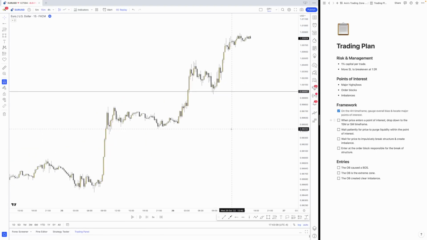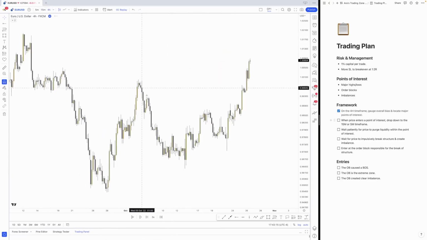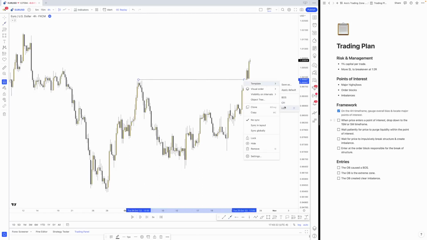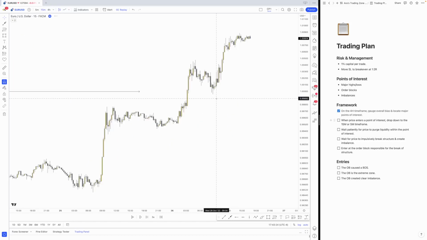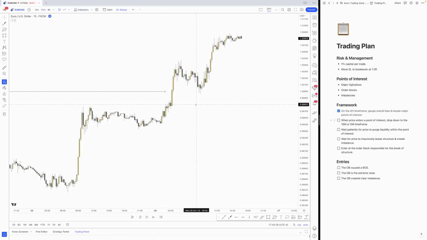So on the 15-minute time frame, we can see that this line here is where our structure was tested. Actually, let me go back to the 4-hour and draw it as an arrow instead of a horizontal line and label it as liquidity. So back to the 15-minute. I just want this to be a good reference point here.